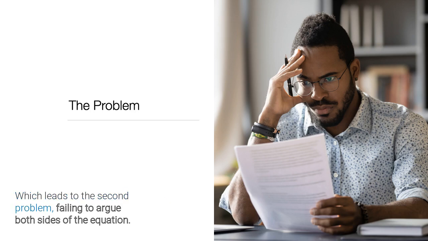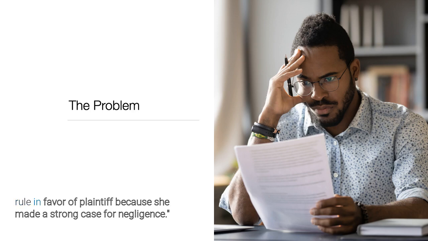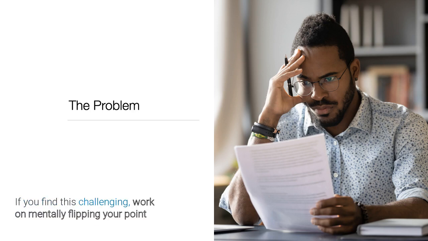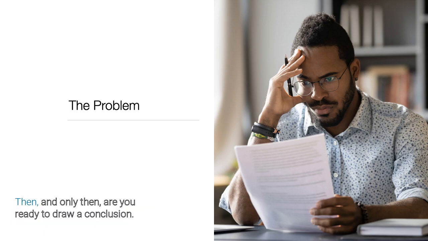Which leads to the second problem, failing to argue both sides of the equation. Rather than just writing something like, "It is likely that the court will rule in favor of plaintiff because she made a strong case for negligence," you'd want to think about and discuss what the defendant's arguments would be. If you find this challenging, work on mentally flipping your point of view, where you pretend that you're the lawyer for the other side. What's the best case you could make for your client? Then switch back and make the counterargument until there's nothing else to say on the topic. Then and only then are you ready to draw a conclusion.